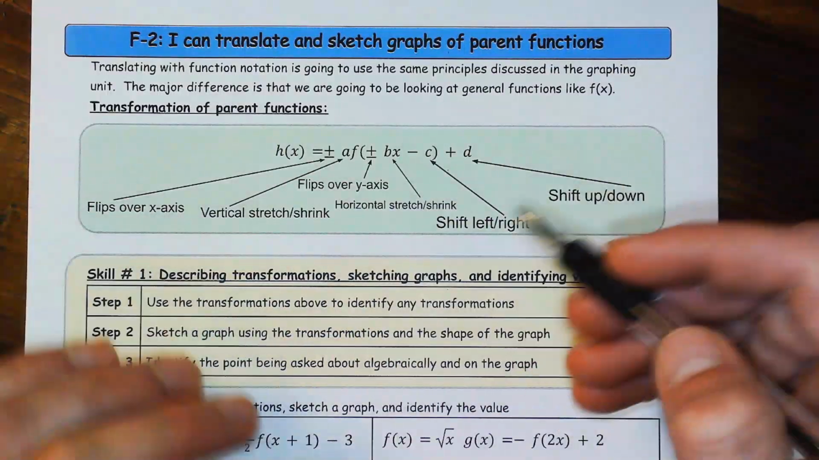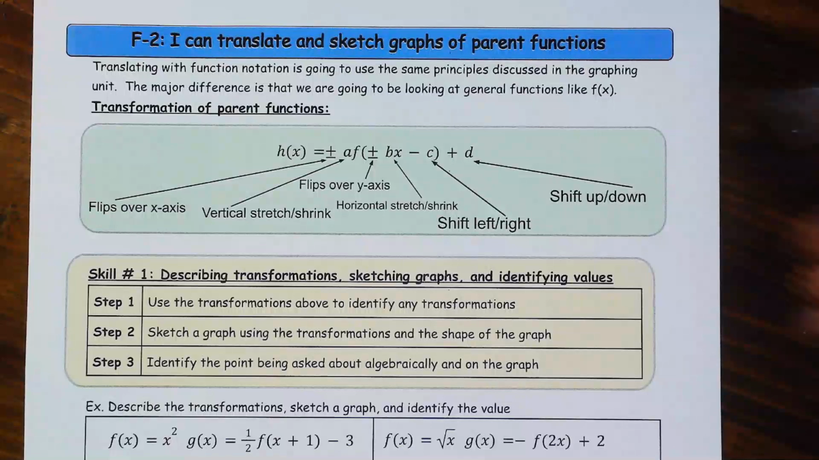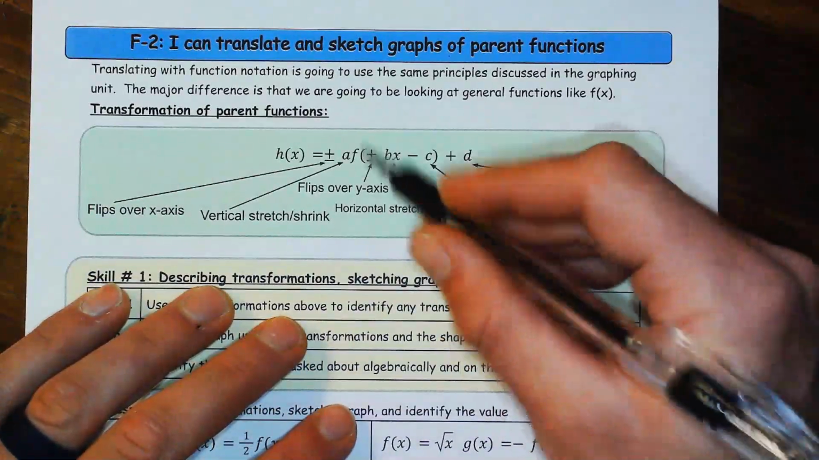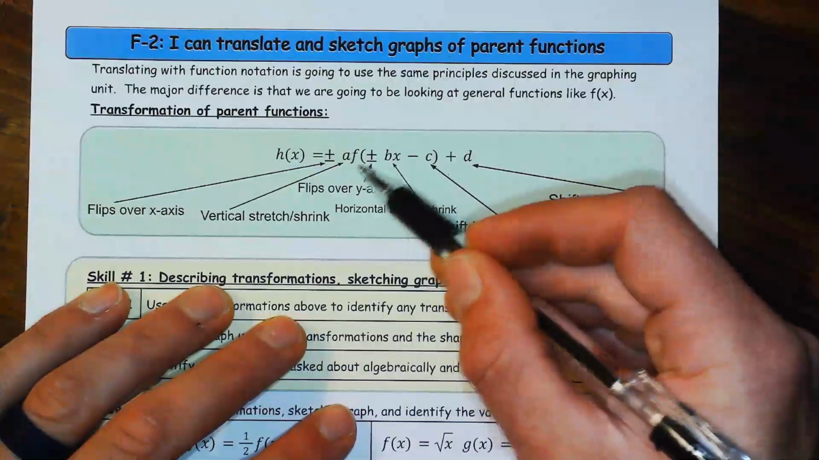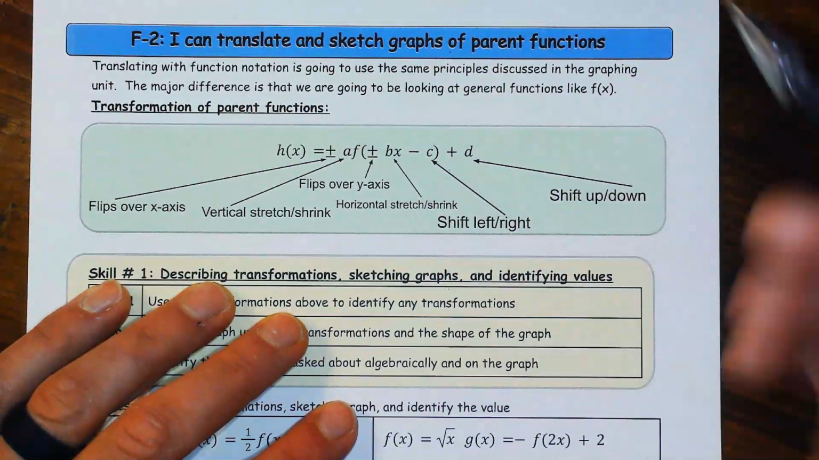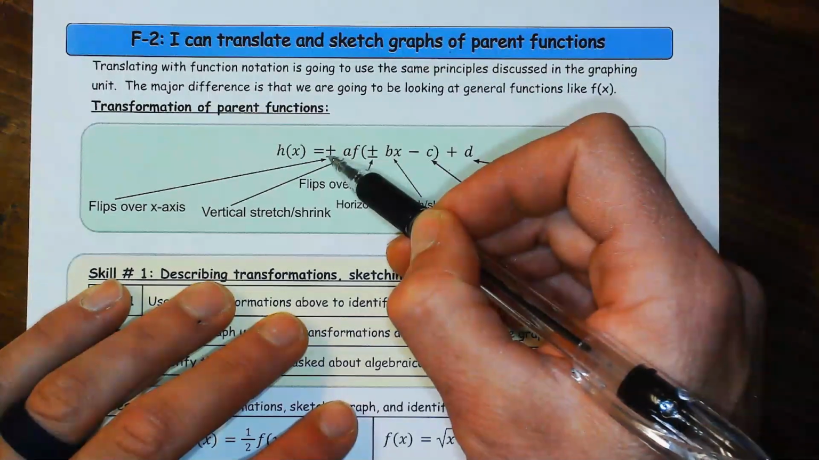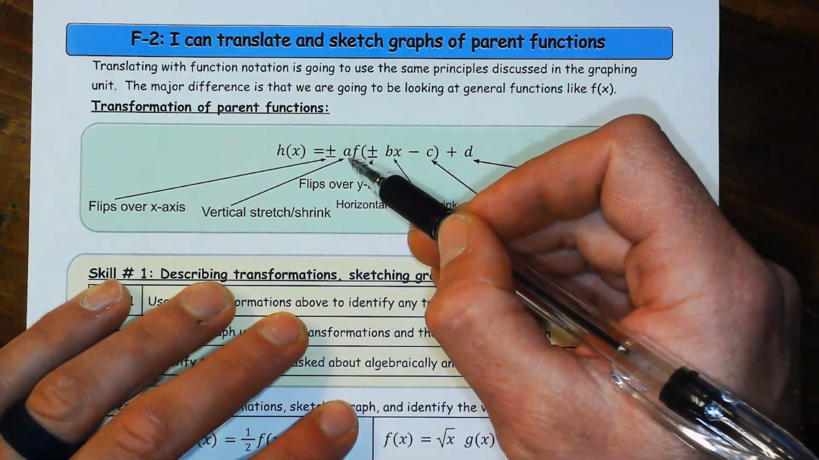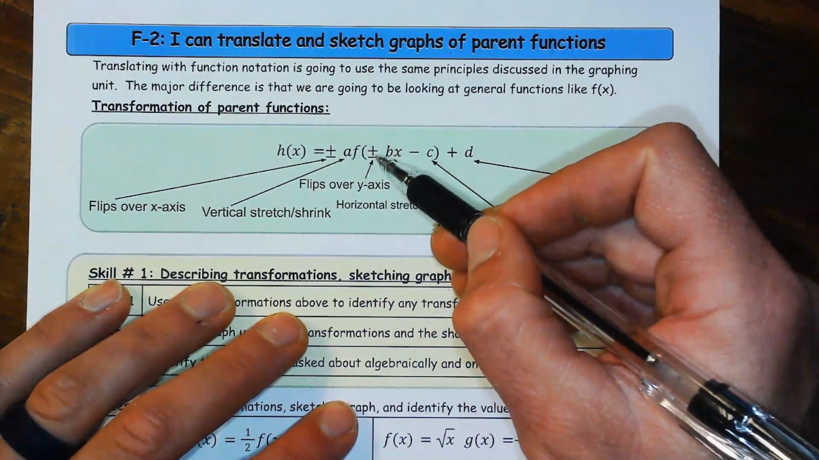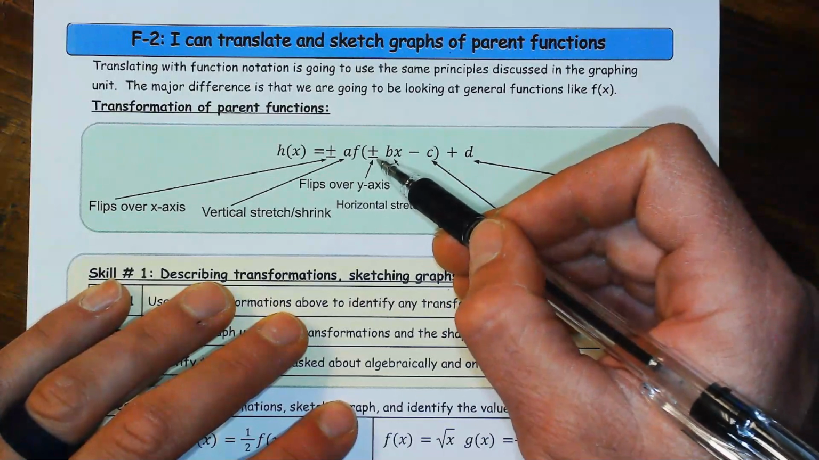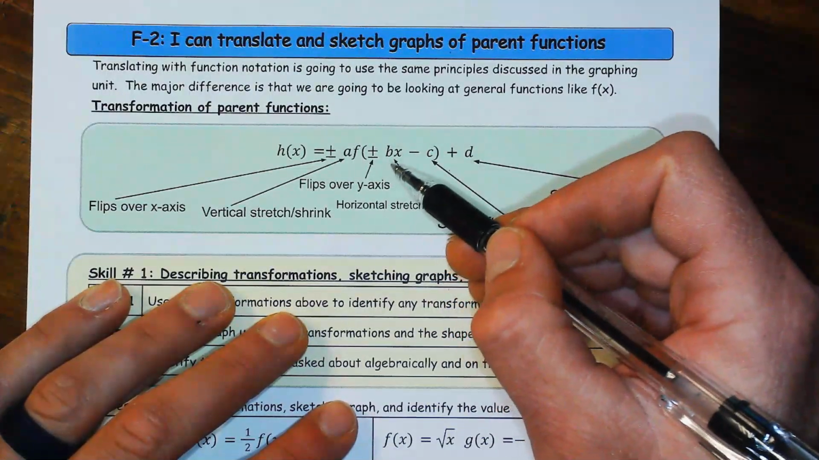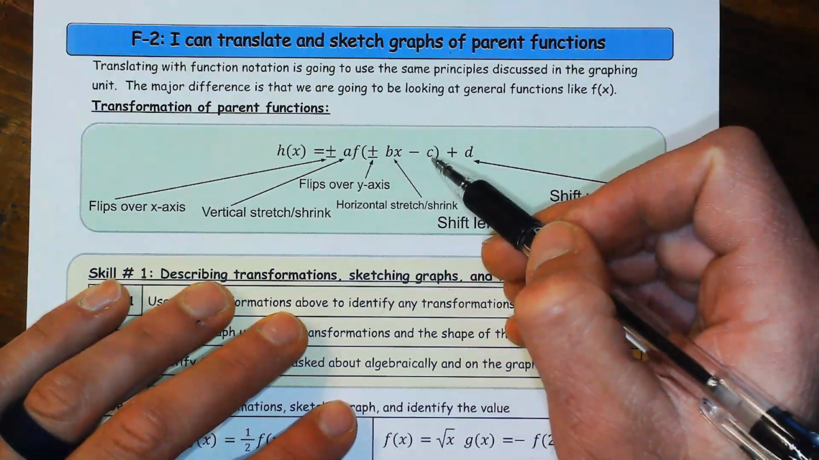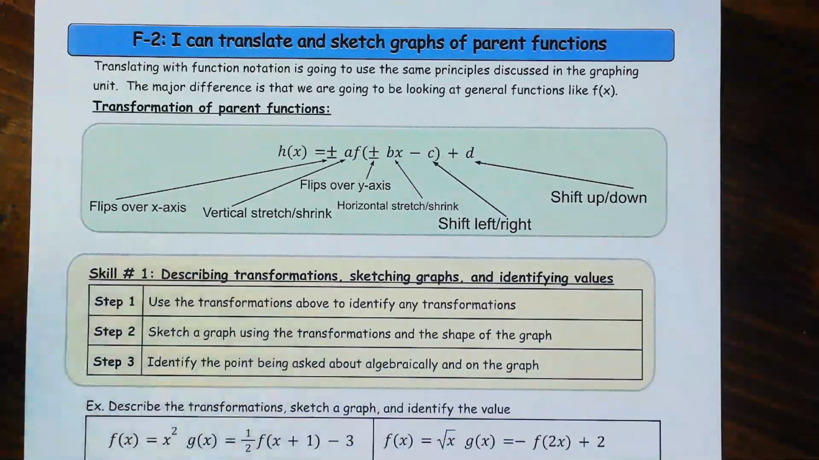The biggest difference is instead of actually showing the function like squared or cubed or the square root, it's just going to be a generic f. But the plus and minus in the beginning flips you over the x-axis. The A in the beginning is a vertical stretch or shrink. Plus or minus on the inside is a horizontal, or to flip over the y-axis. B is a horizontal stretch or shrink. C moves you left and right, and D moves you up and down.